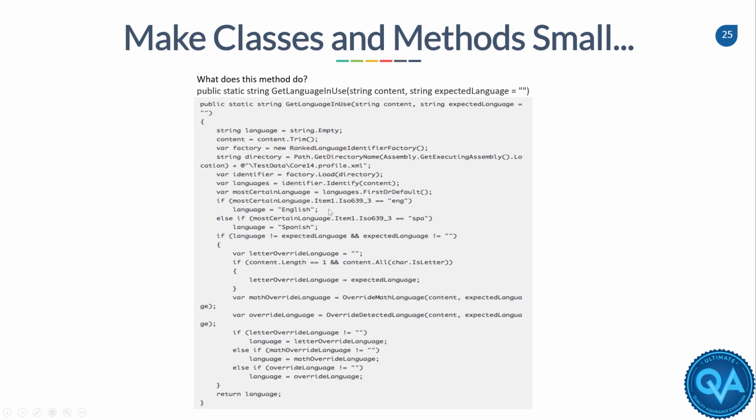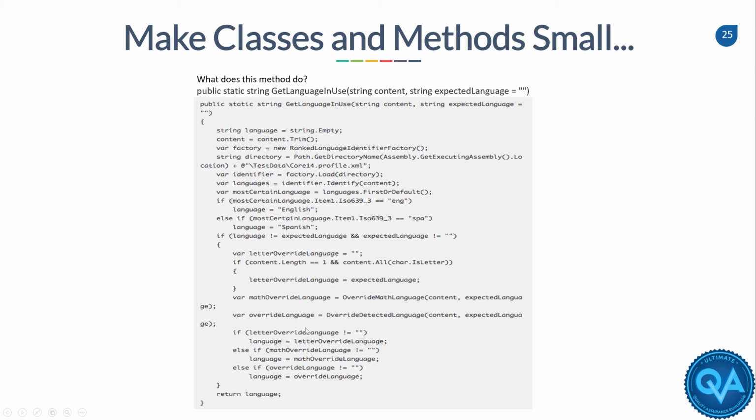Then there's something with these ISOs that's being determined whether it's English or Spanish. And then somehow, okay, we're overriding it. Wait, but then there's overriding a math language? What? So this is craziness, right?